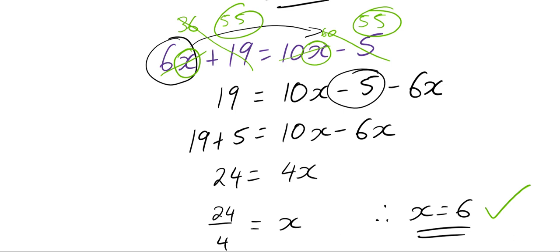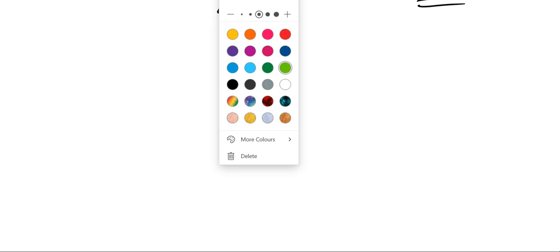So the whole idea behind this is that you're trying to move everything so that your letters are on one side and your numbers are on one side. The main common mistake in this is when people move things over, they just need to make sure they're changing or using the inverse operation.